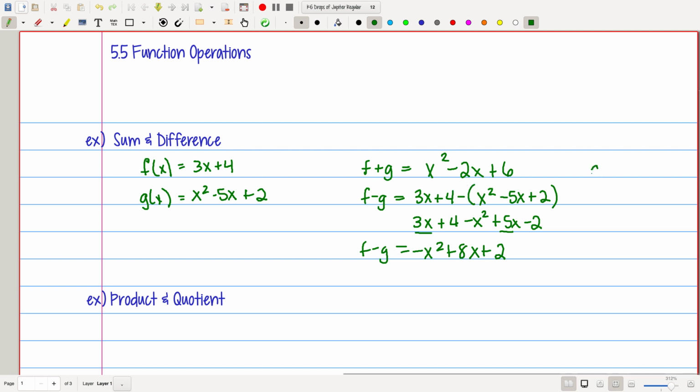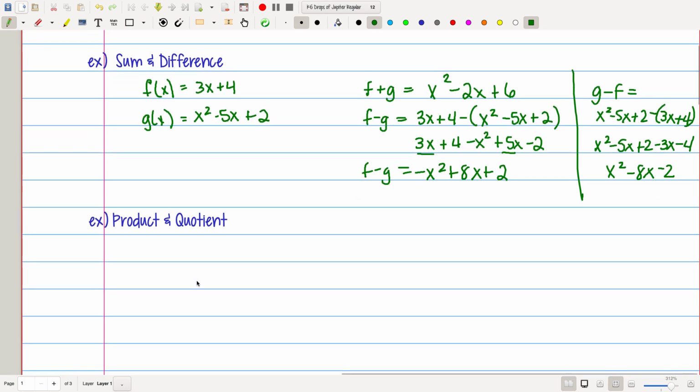So if it said g minus f, then now I'm going to start with g, the x squared minus 5x plus 2, minus f, which is 3x plus 4. Then I would distribute that minus sign. So minus 3x minus 4. And then your final answer would be x squared minus 8x minus 2. Okay? So again, that subtraction, you have to be very careful. It shouldn't be too difficult.